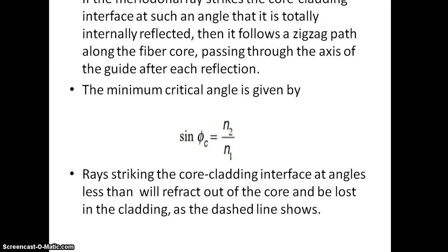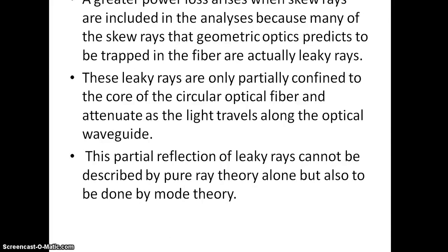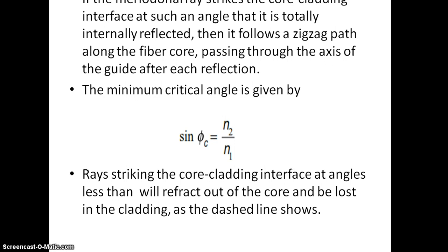Okay, and the leaky rays. Leaky rays mean a greater power loss arises when skew rays are included in the analysis, because many of the skew rays that geometric optics predicts to be trapped in the fiber are actually leaky rays. So they are called leaky modes. These leaky modes are only partially confined to the core and they attenuate as the light wave travels along the optical fiber. This partial reflection of the leaky rays cannot be described by pure ray theory alone, so mode theory comes into existence.